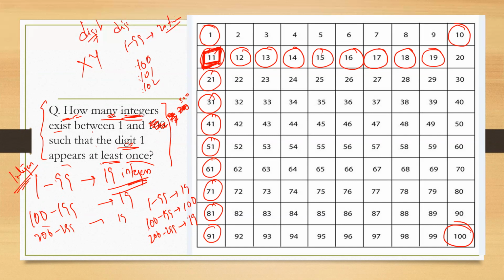ठीक है, जहां पे हंड्रेड्स प्लेस आ रहा है वहां पे तो पूरे ही नंबर्स हो गए. Every integer that is there, it will be what? 100. 100 such integers are there between here, where the digit 1 will be there. Okay. The next one, again, 19. 300 to 399, again 19.